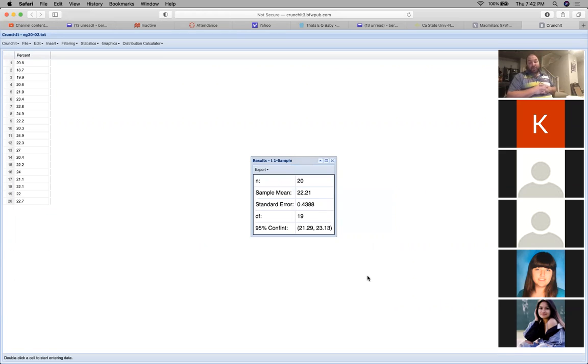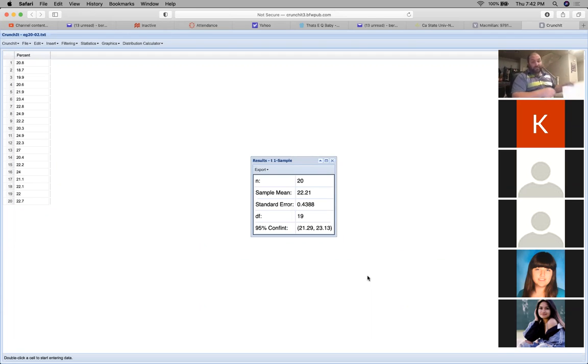Notice that it gives me the sample mean again, 22.21. It doesn't give me the standard deviation. It gives me the standard error, but we got the standard deviation the other way. The degrees of freedom is 19, and my 95% confidence interval is 21.29 to 23.13.